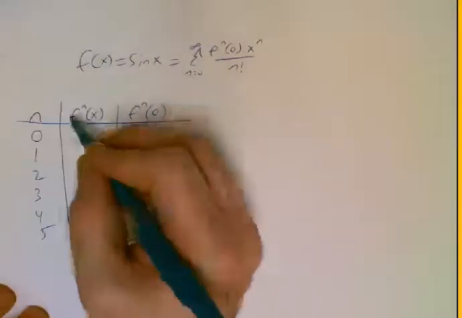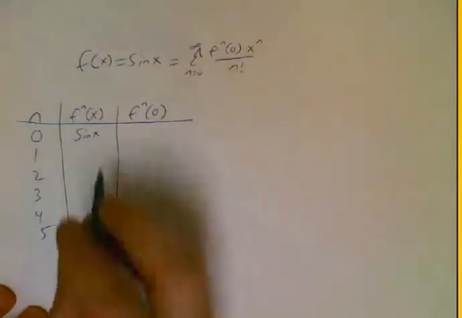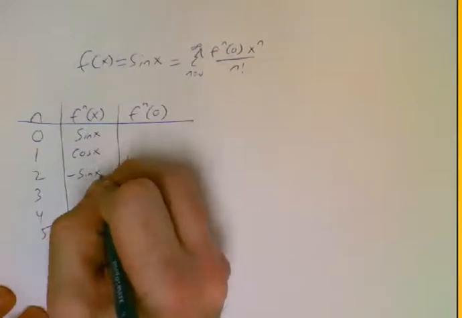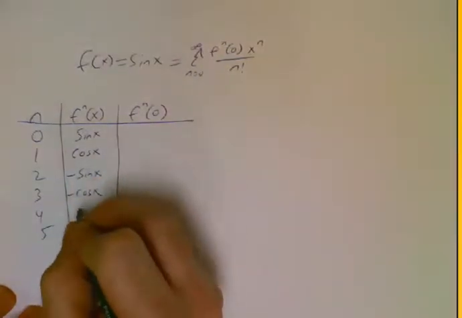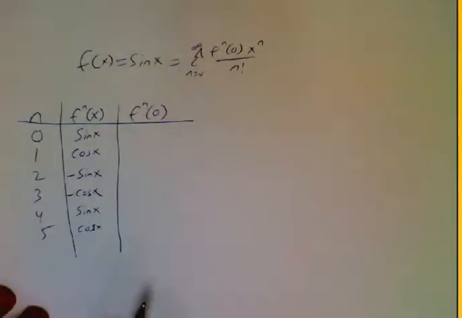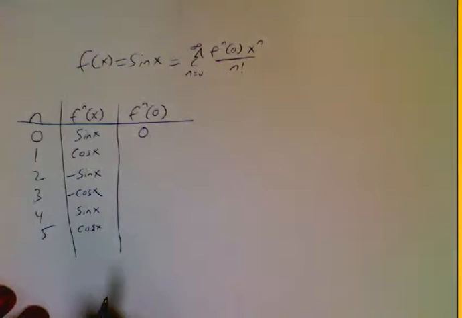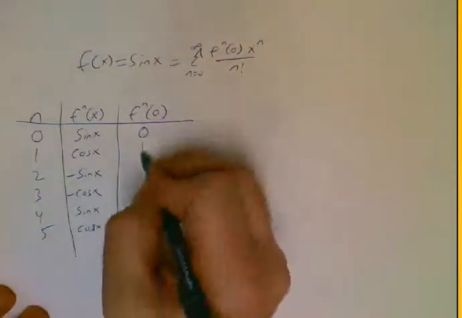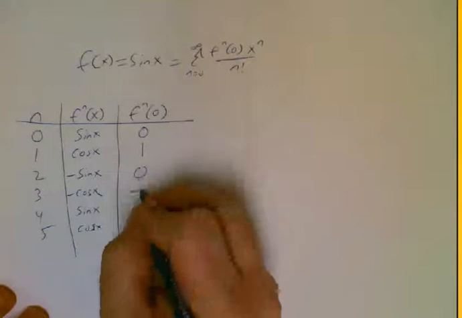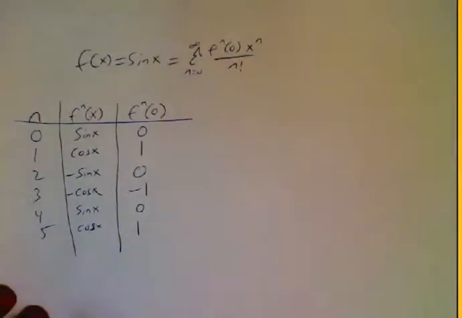My 0th derivative is just sine x. That's basically just saying take your original. My first derivative is cosine. My second derivative would be negative sine, then negative cosine, then positive sine, and back we go. If I plug in 0 here, I get 0. Well, that's not very exciting. If I plug in 0 here, I get 1. Okay, I can work with that. Then this is another 0, but then negative 1, and then 0, and then positive 1. And if you do enough of them, you start to see the pattern.